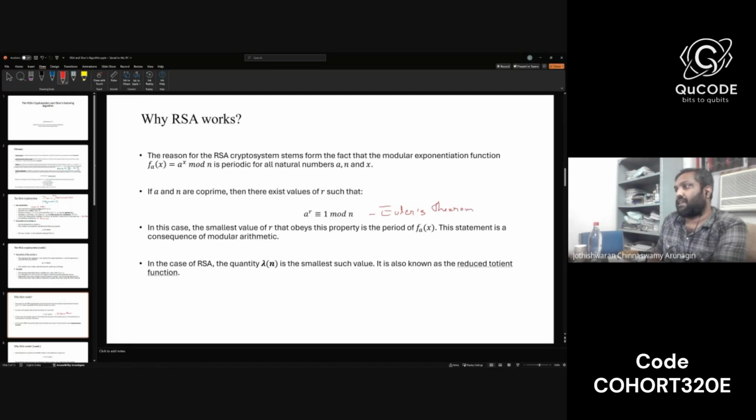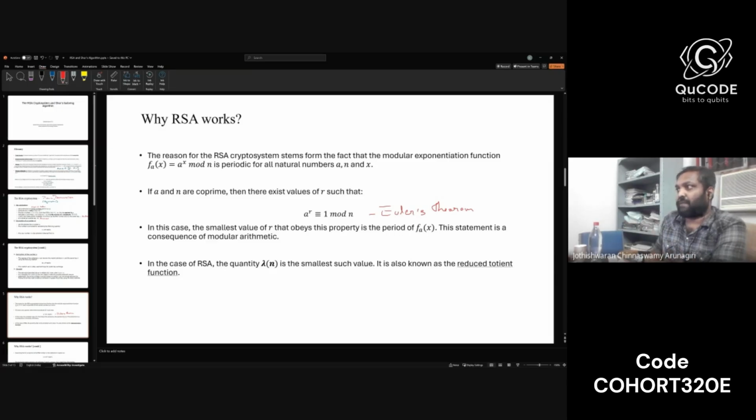There is a previous version of this theorem which proved it for all prime n, so that is called Fermat's little theorem. Euler generalized the result to any general natural number. So essentially there can be many values of r for which this is true, and because the function is periodic, you can also see that these will actually be integer multiples of some fundamental number.